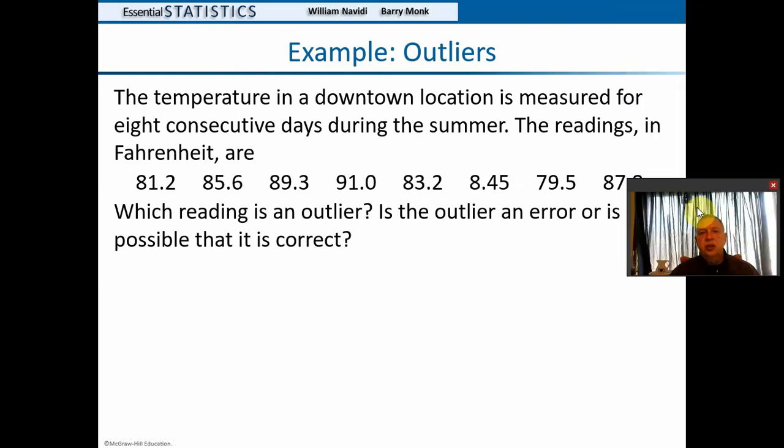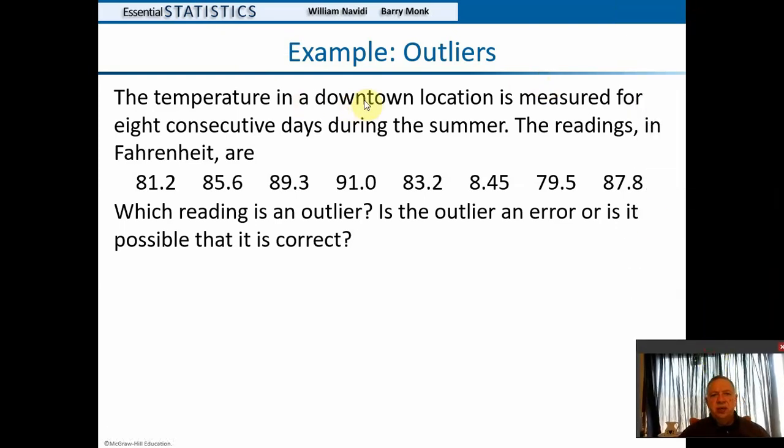So here's an example: the temperature in a downtown location is measured on 8 consecutive days during the summer. Here are the readings in Fahrenheit: 81.2, 85.6, 89.3, 91.0, 83.2, 8.45, 79.5, 87.8. Which reading would you think is an outlier? That is pretty obvious at this point. That would be an outlier, and I'm pretty sure it wasn't 8 degrees during the summer. If all of these days are that warm, it was probably 84.5, and they just put the decimal place in the wrong place.